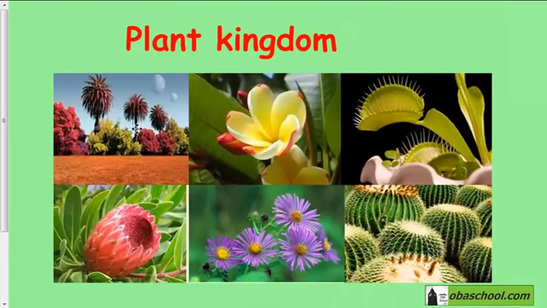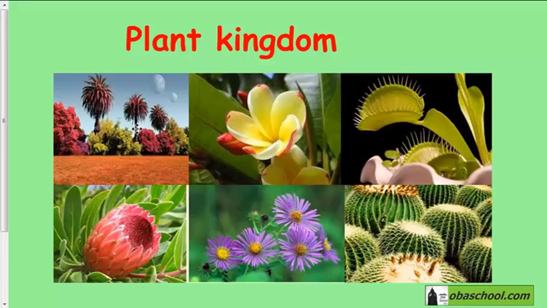We will start with the plant kingdom. We have been living in an ecosystem having a variety of plants. And now we are going to learn the properties of these plants. The first property is that plants are all multicellular organisms.